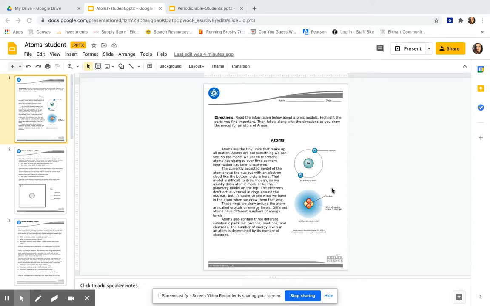These rings we draw around the atom are called orbitals or energy levels. Different atoms have different numbers of energy levels. Atoms also contain three different subatomic particles: protons, neutrons, and electrons. The number of energy levels in an atom is determined by its number of electrons.